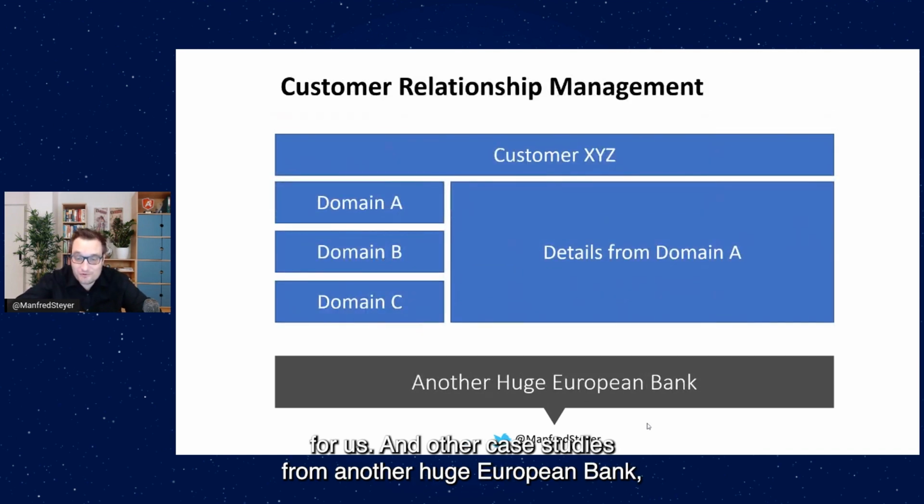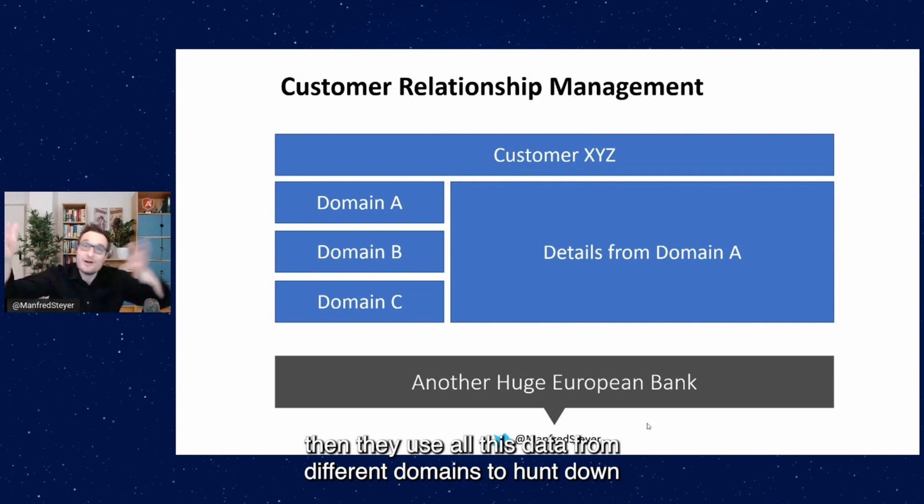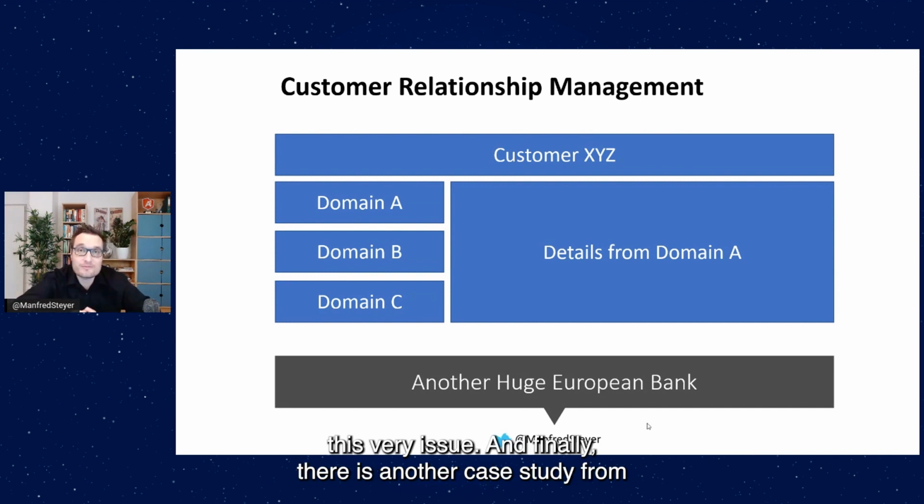Another case study is from another huge European bank. They do the same, but they do it with customer data, data about their customers. This data is used if a customer reports an issue. Then they use all this data from different domains to hunt down this very issue.